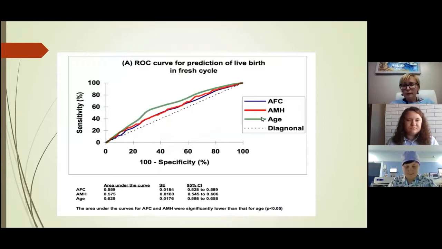So, antral follicle count, anti-Mullerian hormone, and age are the 3 main markers of ovarian reserve, and they show more or less the same. And if we use all 3 markers, our prediction will be more exact, of course.